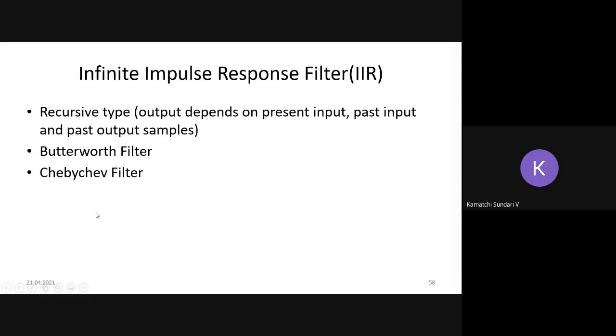And here we have the IIR filter and FIR filter. In the IIR filter, infinite impulse response filter, we have the Butterworth filter and Chebyshev filter, both these categories, right? So the IIR filter is recursive in nature. Recursive in the sense the output depends on the present input and past output samples. Recursive type, it requires feedback. That is the meaning. So we have two different filter types, Butterworth filter and Chebyshev filter, under the IIR category.